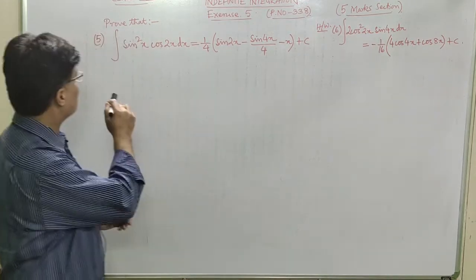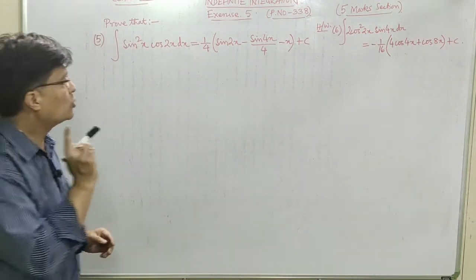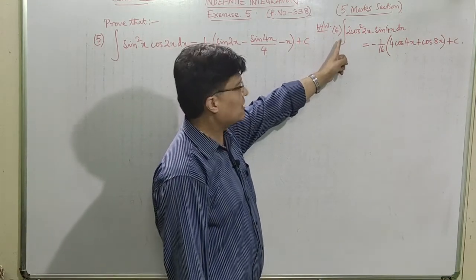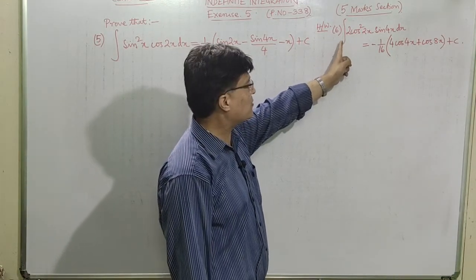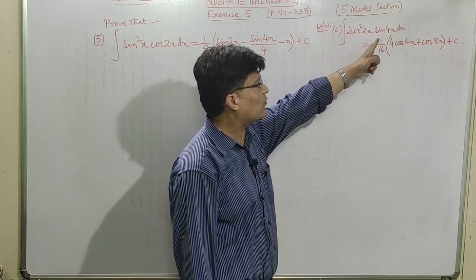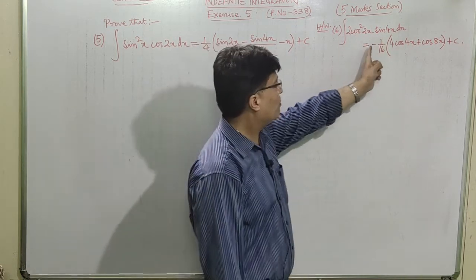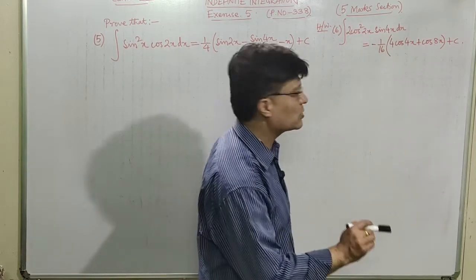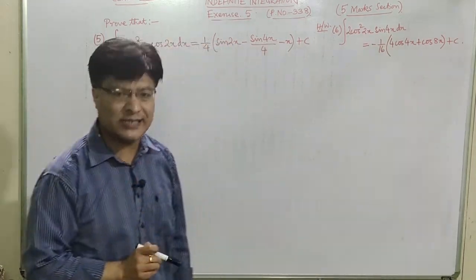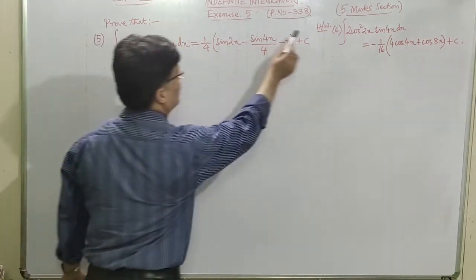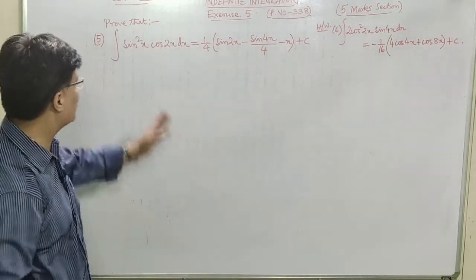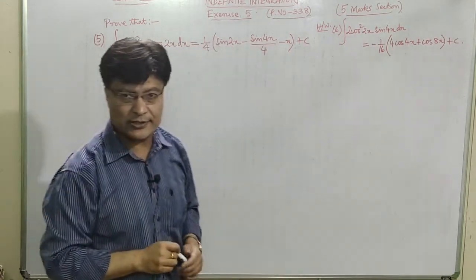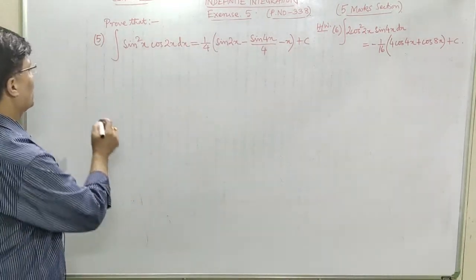So I'll do this question here, that is number 5. Similarly, you can do number 6 at home. In number 6, you have to prove that the integration of 2 cos²2x sin 4x dx is equal to minus 1 by 16 times (4 cos 4x plus cos 8x) plus C. So these two are similar problems. Let's do question number 5, and you can do question number 6 at home.